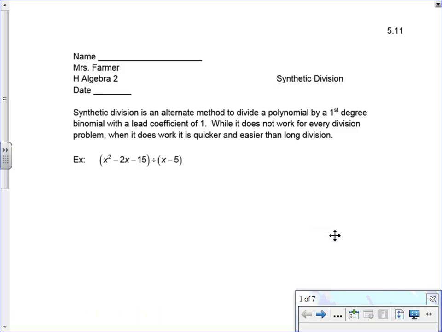Maybe this is your notes for lesson 5.11. Topic is synthetic division. You will either need to copy these examples directly, or you can print the worksheet out from the topics page, 5.11.